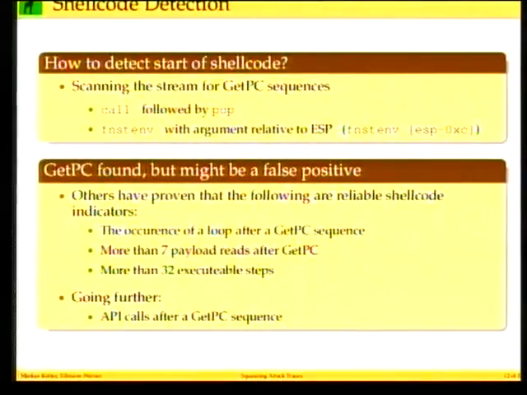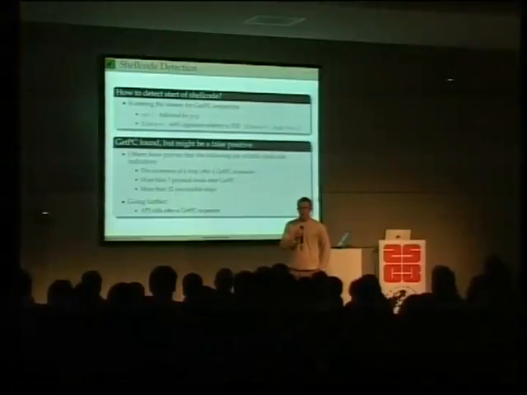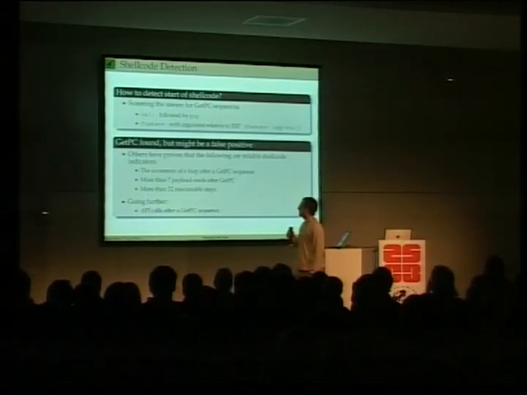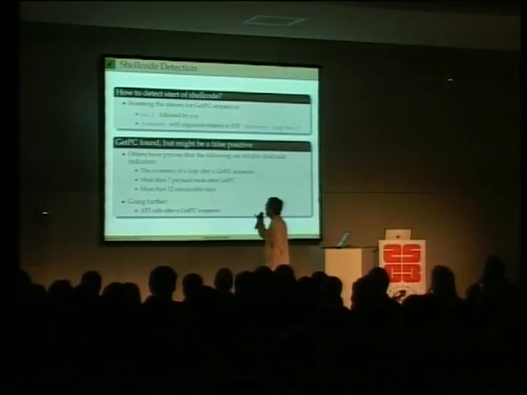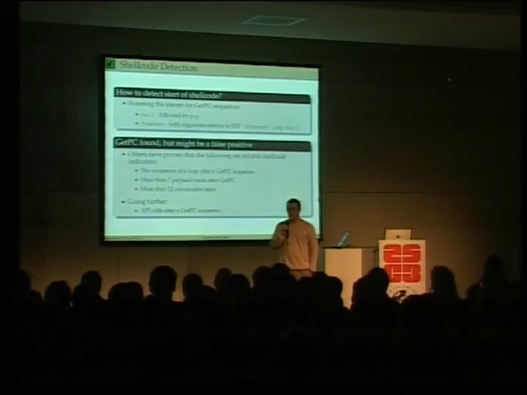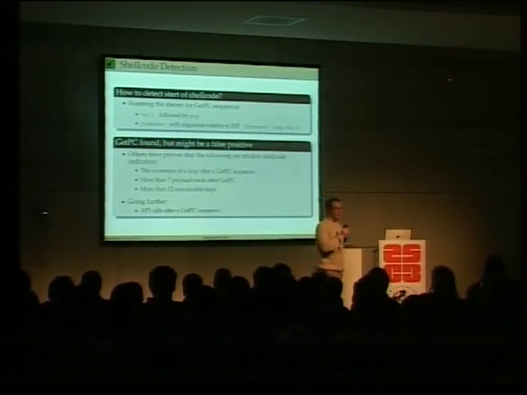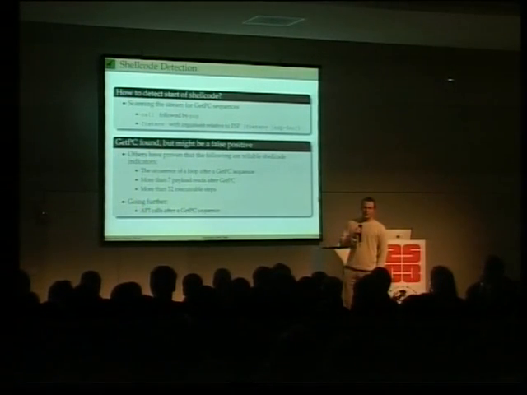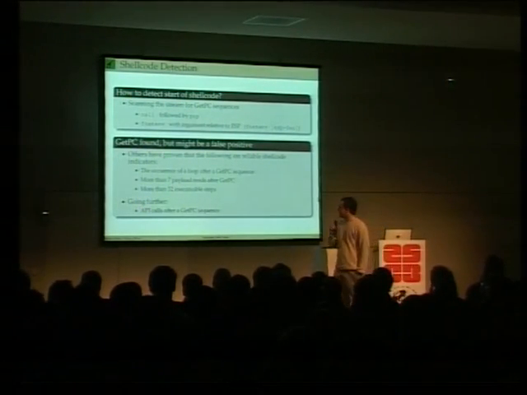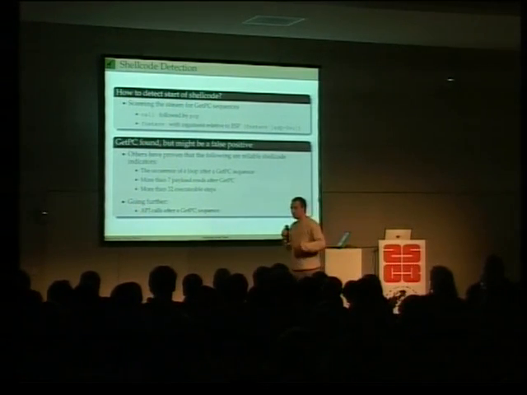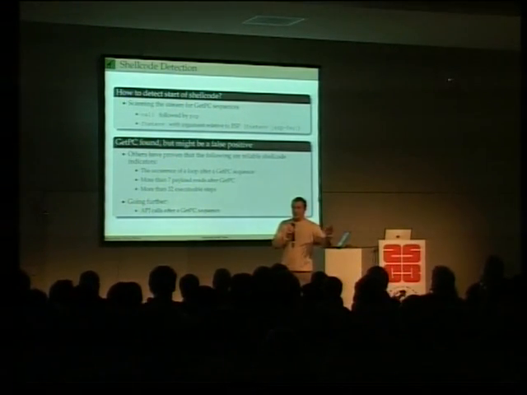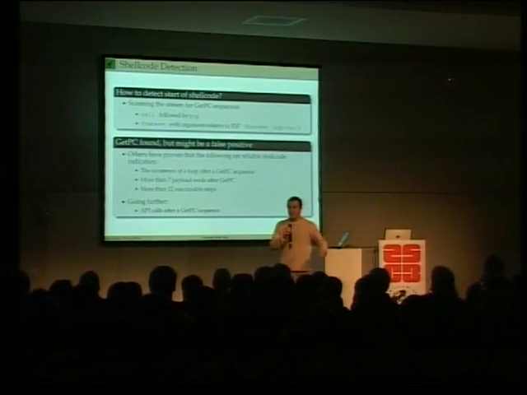So, as mentioned previously, how to detect the start of a shellcode. We are looking for getPC sequences. And once we found a getPC sequence, we can't be sure it's actually shellcode. It can be anything. So there has to be a way to check if it's really shellcode. Others have proven that the occurrence of a loop after a getPC sequence is a reliable indicator for shellcode, or 7 payload reads, or 32 steps after the getPC sequence. Going further, we said if you got an API call within a network stream, it's shellcode too.